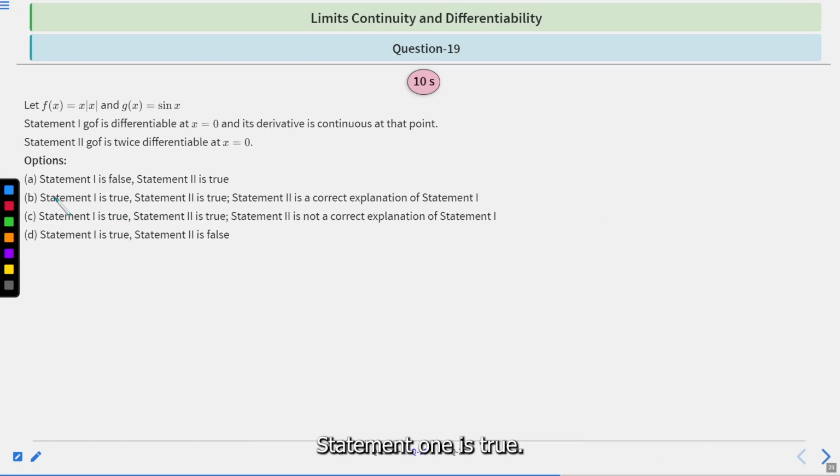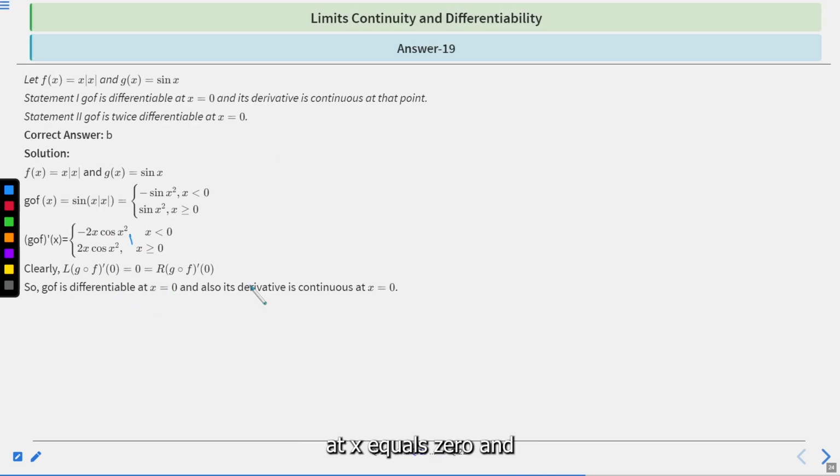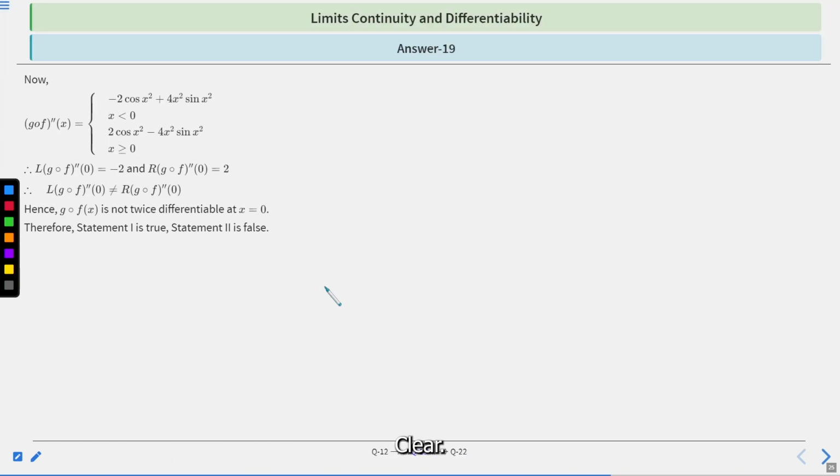Statement 1 is true, since g of f is differentiable at x = 0 and its derivative is continuous at x = 0. Clear? Now, see, let's calculate (g of f)''(x). So it is basically like this. When x < 0, it is this one, and when x > 0, it is this one after differentiating this. So the left hand limit of (g of f)''(0) is equal to −1, and the right hand limit of (g of f)''(0) is equal to 1. Clear? Therefore, left hand limit of (g of f)''(0) is not equal to right hand limit of (g of f)''(0). Hence, g of f(x) is not twice differentiable at x = 0.